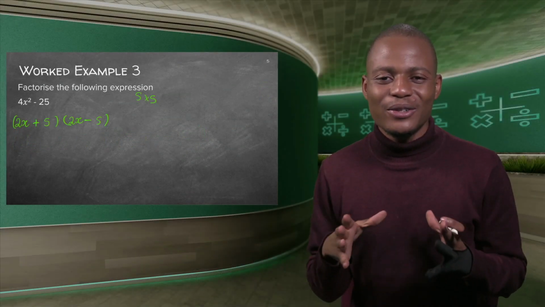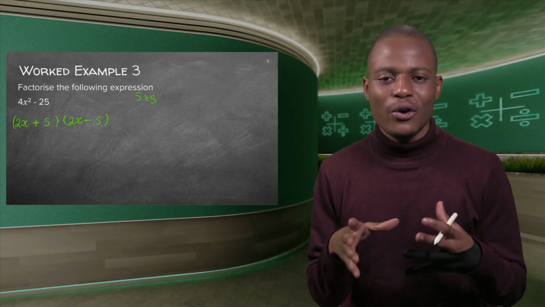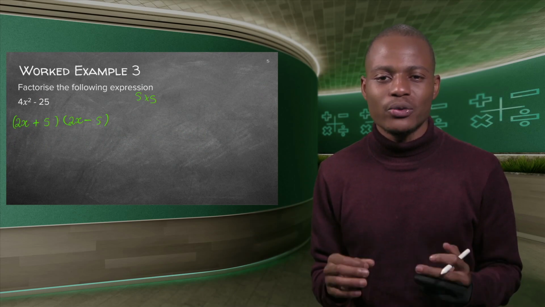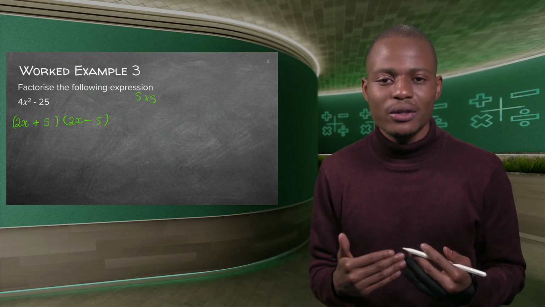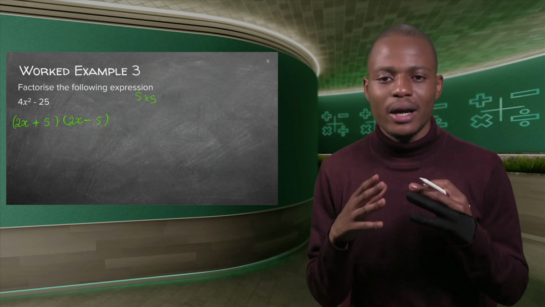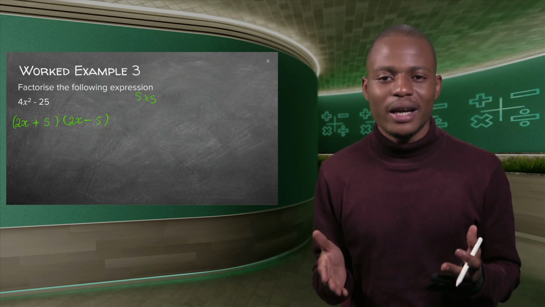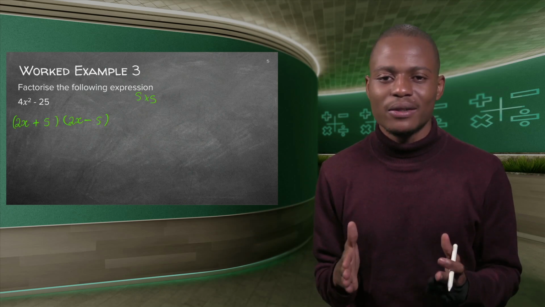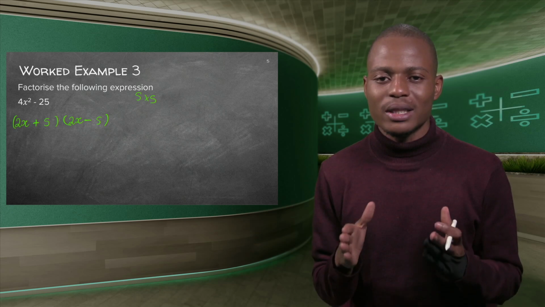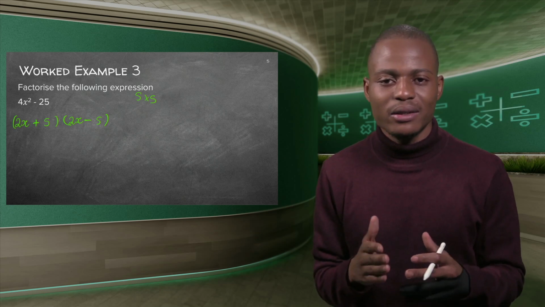We were trying to find factors of 4x squared minus 25, and we've used the difference of two squares method. This is what you have. It is not that difficult. You just need to practice. Remember, you must have perfect squares, different signs, and that's it.